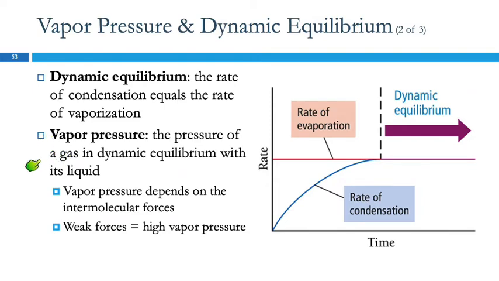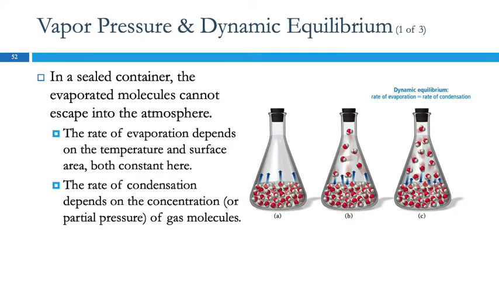is the pressure of a gas in dynamic equilibrium with its liquid. So we usually don't talk about like a molarity or concentration of gas. We talk about its pressure. That's how we measure concentration of gas. So the vapor pressure, let's go back to this one. The vapor pressure is directly related to the number of molecules in the gas state.